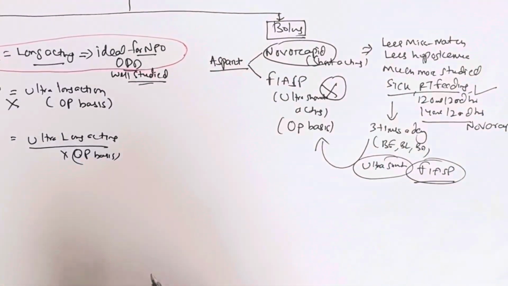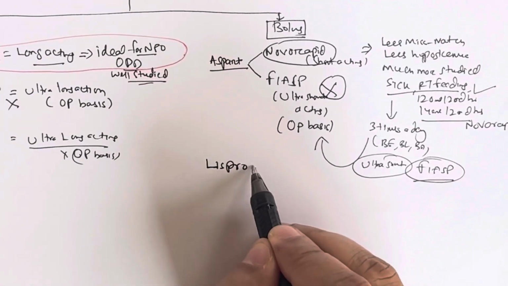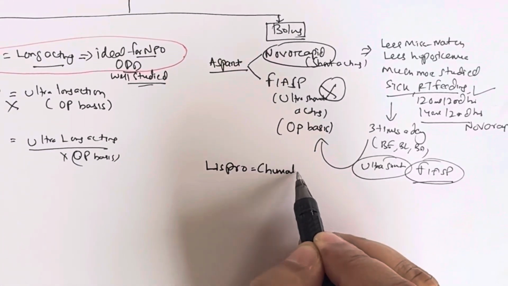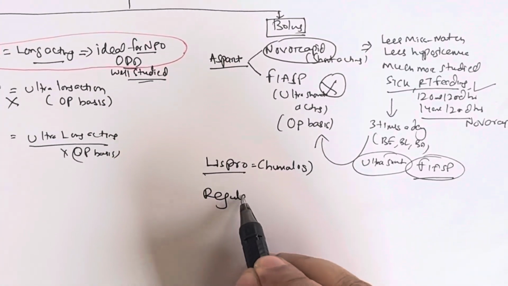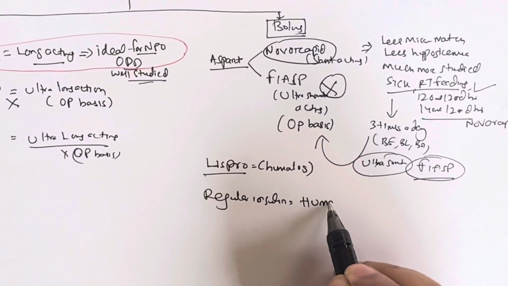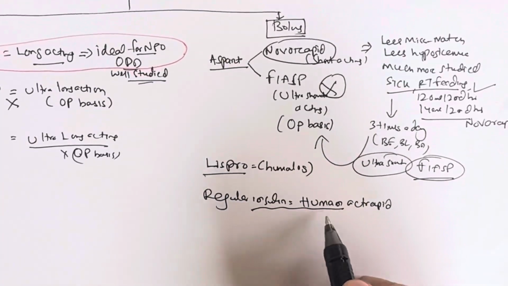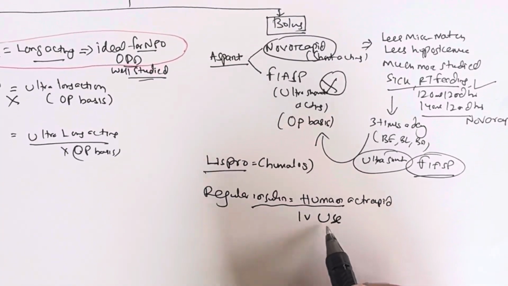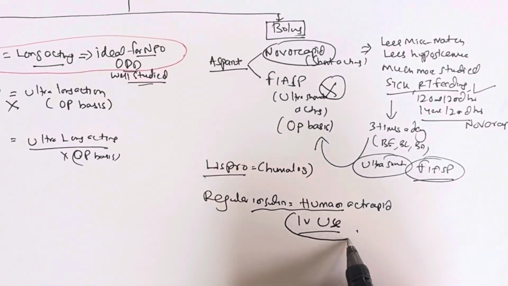Of course, we have another kind of insulin that we do not use frequently, that is Lispro insulin, which comes under the name Humalog. We generally do not use it. And then we have regular insulin, that is called human Actrapid. It is solely reserved for IV use. Do not use this in a basal-bolus regimen. It is solely used for IV use.